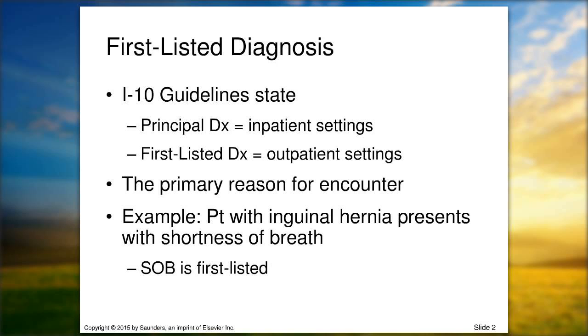Turn the page to page 50 in your step-by-step book. The ICD-10 guidelines state that your principal diagnosis for inpatient settings is called principal diagnosis. In outpatient settings, you'll see it referred to as first listed diagnosis. These are the primary reasons for the encounter. The example that we use is a patient with an inguinal hernia presents with shortness of breath. The SOB, or shortness of breath, is what is first listed.